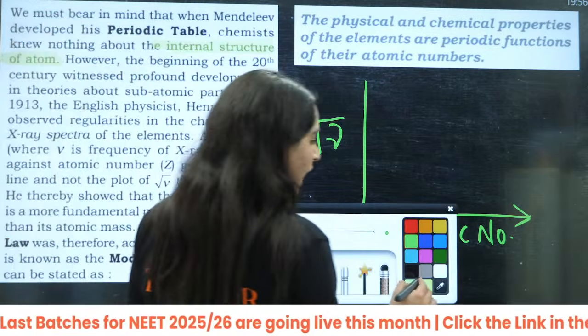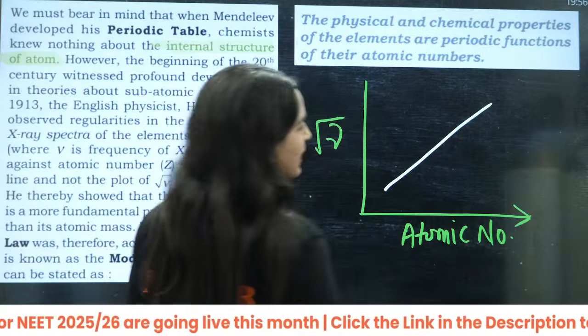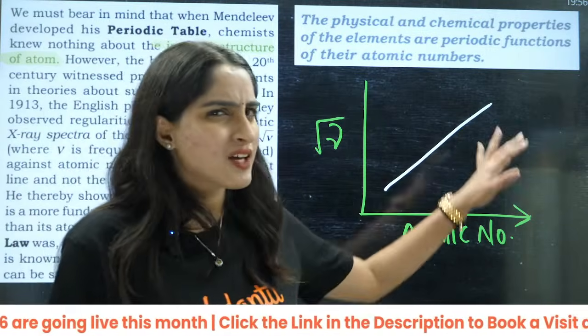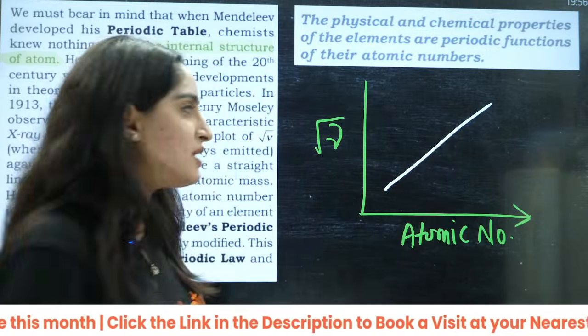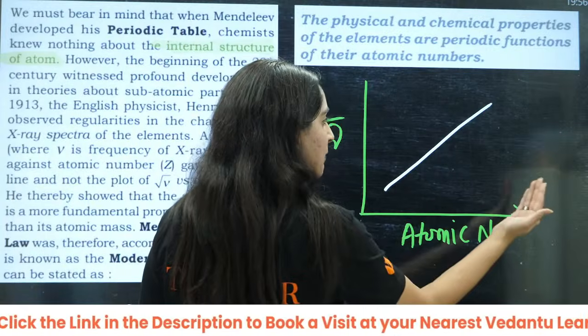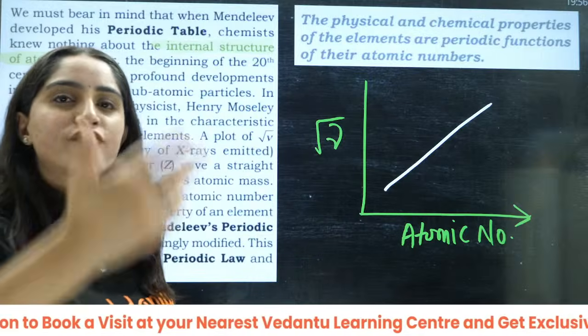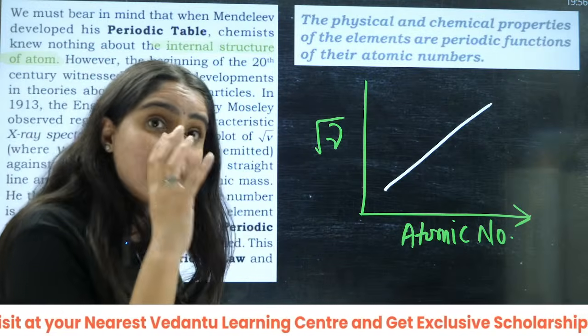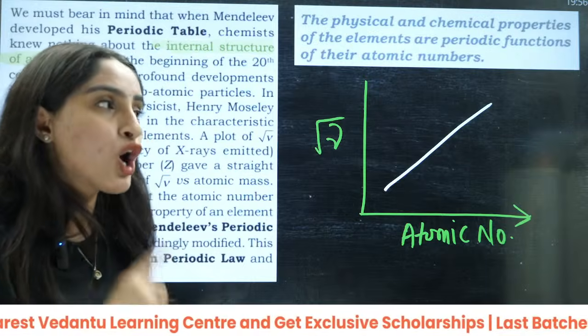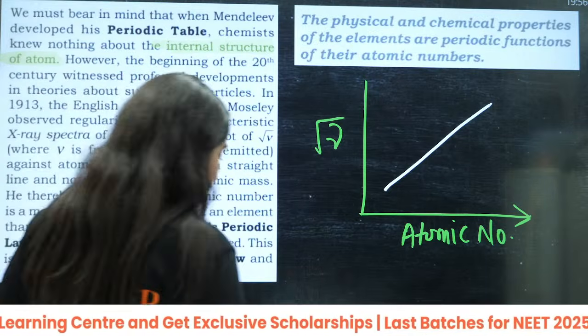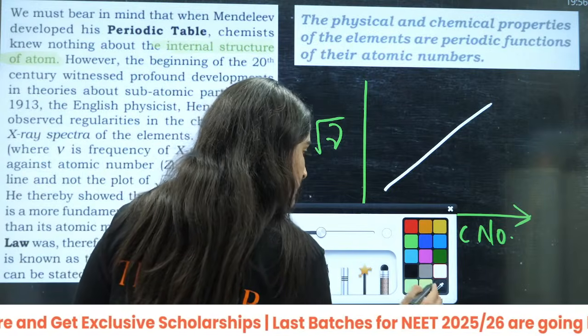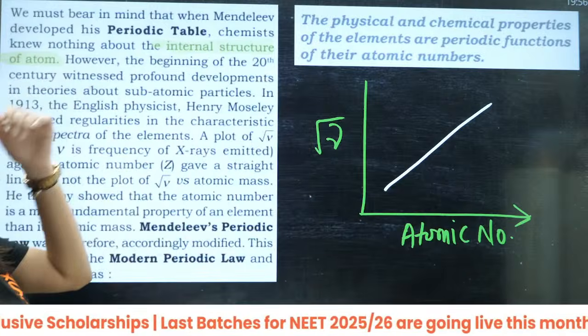What he observed was that with atomic number there was a straight line, but with atomic masses there was not a straight line. A straight line means that with an increase in atomic number, the frequency is increasing. That means it is a periodic function. It is increasing at regular intervals, right? So he took advantage of this. He said, okay, this is what I have discovered. Now, let's tell this to the other scientists.